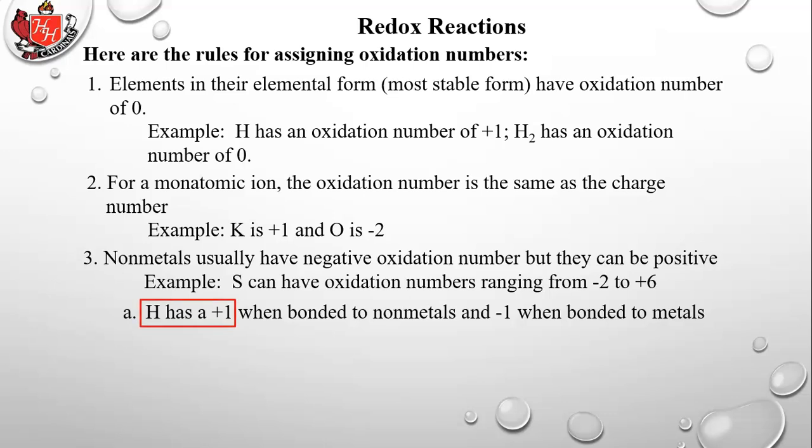So that's a key. I put a red box around that because I consider that kind of an anchor element. When you see hydrogen, you know it's going to be assigned a +1, and that's what you're going to use to determine the charges of other elements that it's bonded to.